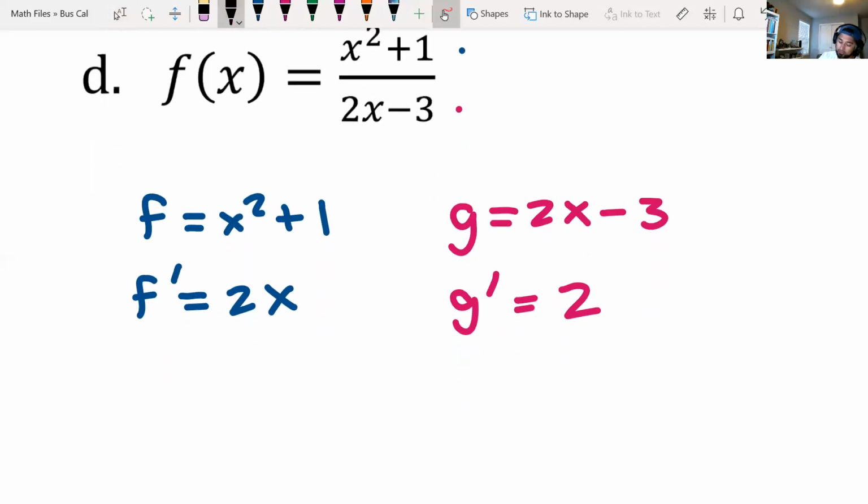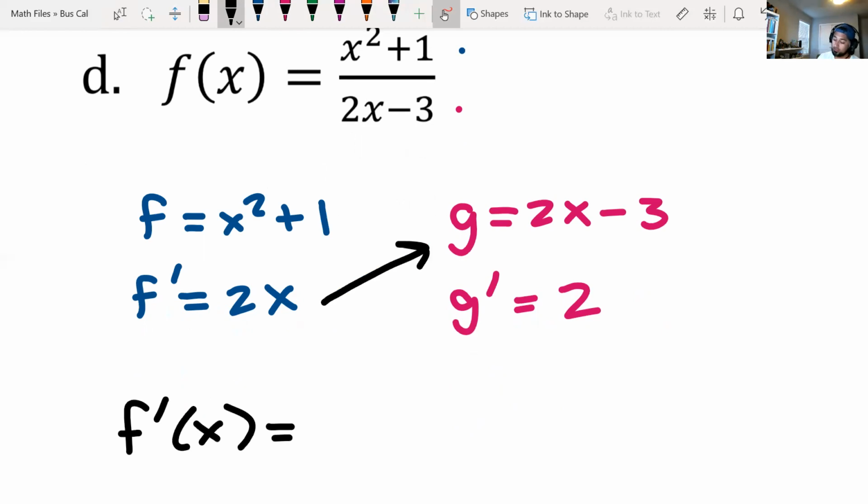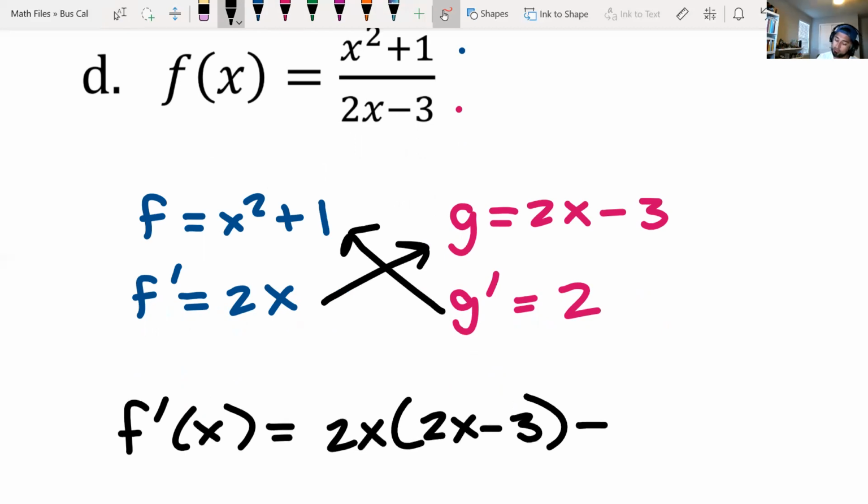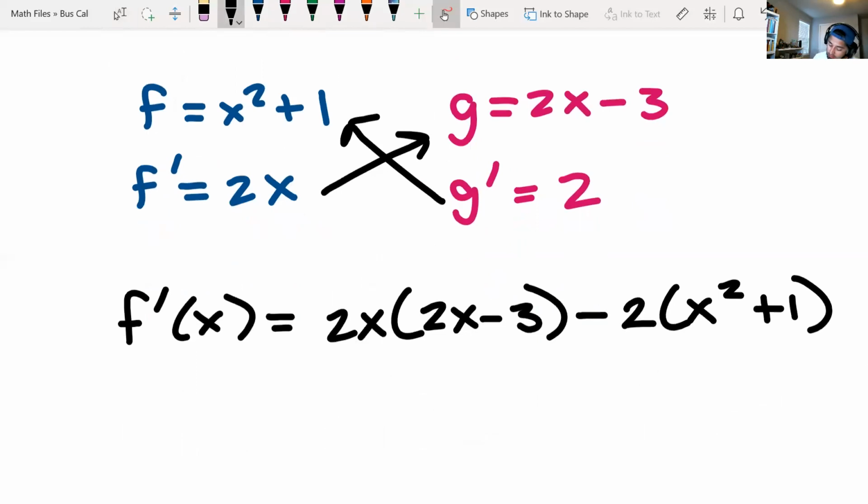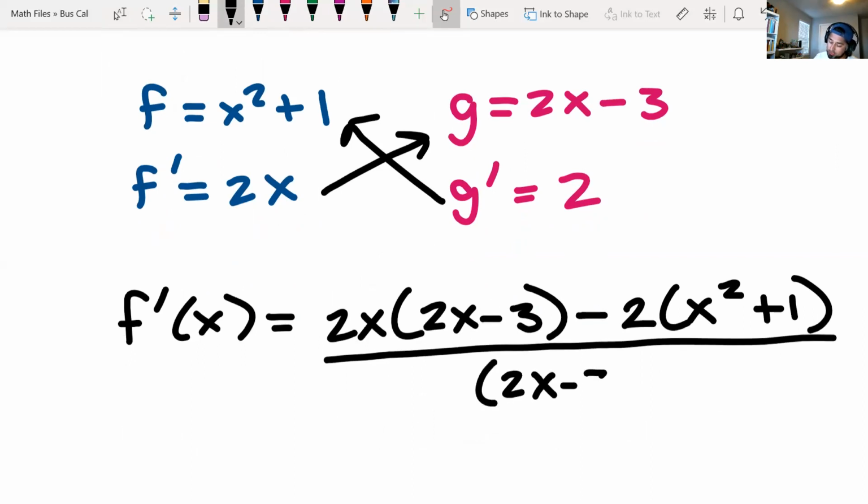We're taking the derivative of f of x, so we start with f prime of x and follow the quotient rule. F prime g, 2x times 2x minus 3, minus g prime times f, 2 times x squared plus 1, all over the original denominator squared. Okay. Everything's done. Just clean it up algebraically now.